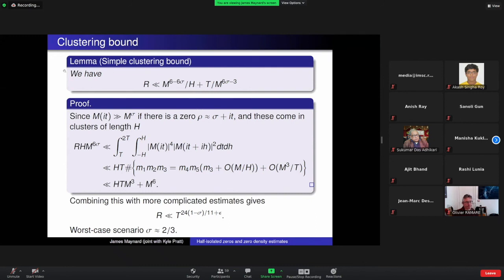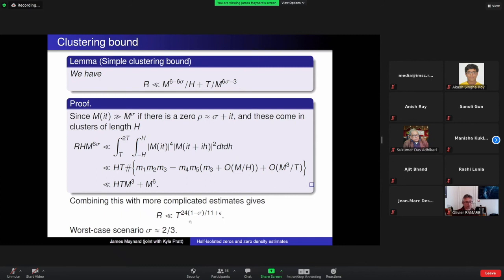So if you combine this simple clustering bound with more complicated variants, but in the same sort of spirit, this gives our new improved zero density estimate when the zeros lie on finitely many vertical lines. And one interesting thing is the worst case scenario now is no longer when sigma is close to 3/4, it's when sigma is close to 2/3.